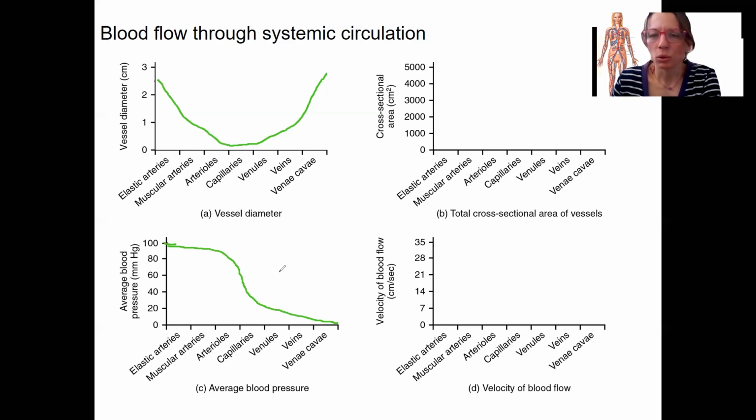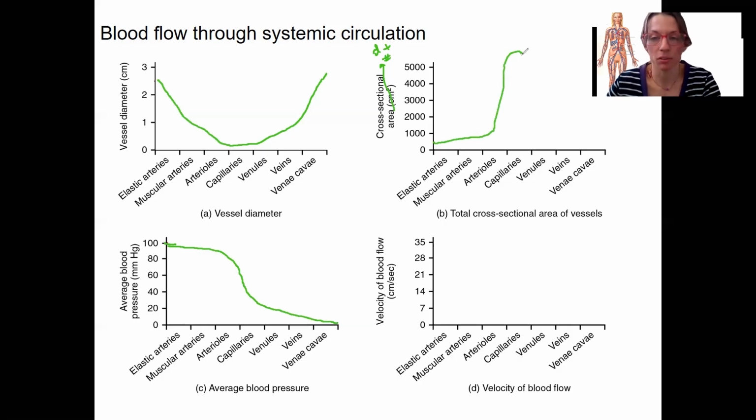What happens to cross-sectional area? What do I mean by that? The total area that the blood is flowing through. It's partly dependent on diameter, but it's also dependent on the number of tubes that you have, right? That's what area is going to be, both diameter and number of tubes. So we are going to have some baseline area, and actually it's going to go way up at the capillaries.